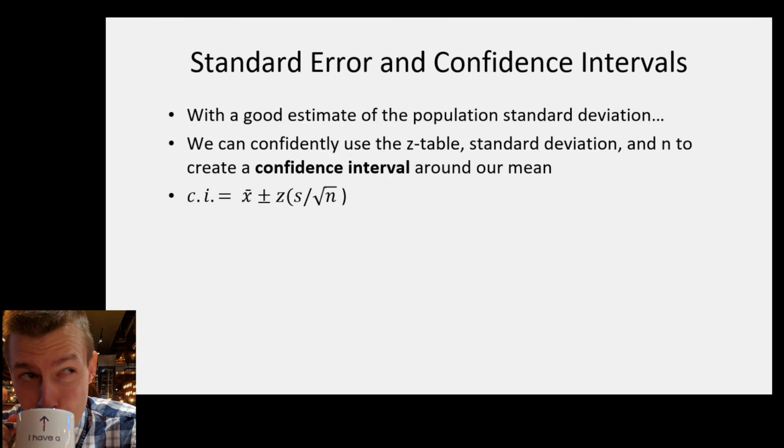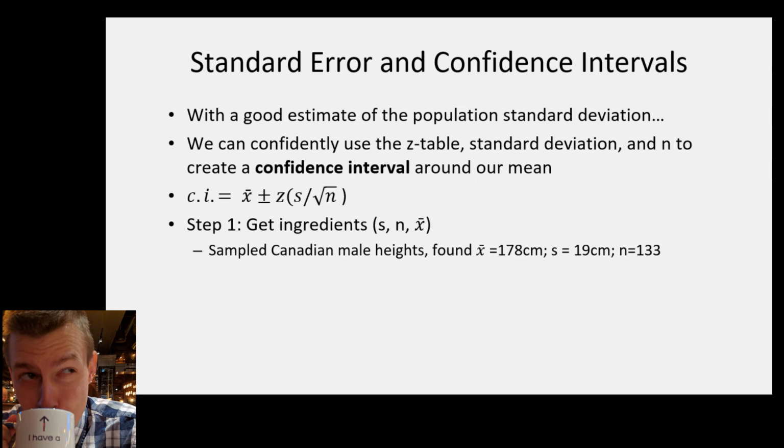To continue our arbitrary example of male Canadian heights, say we sampled 133 males and obtained a mean of 178 centimeters and standard deviation of 19 centimeters. How would we go about putting a confidence interval on this estimate? In other words, how wrong are we likely to be, and/or how likely are we to be wrong?